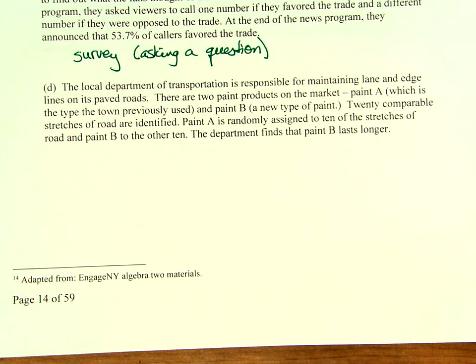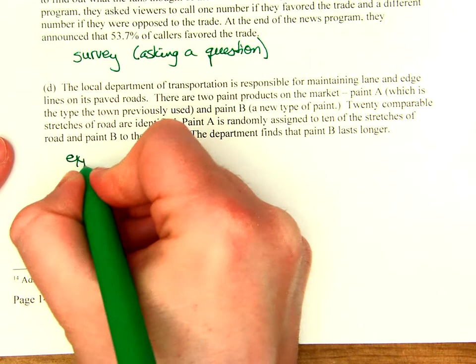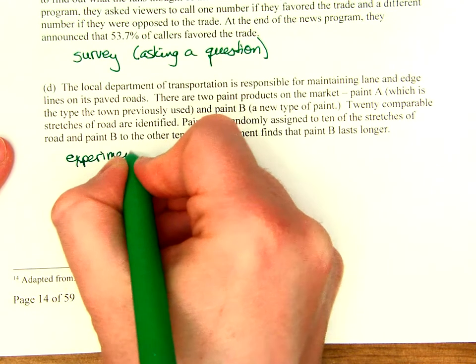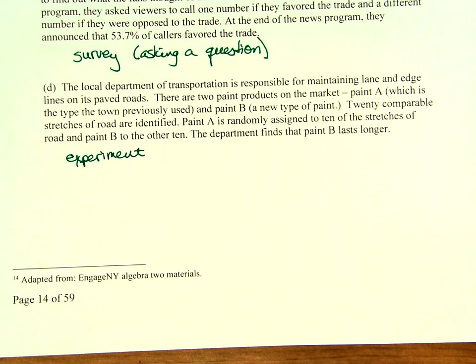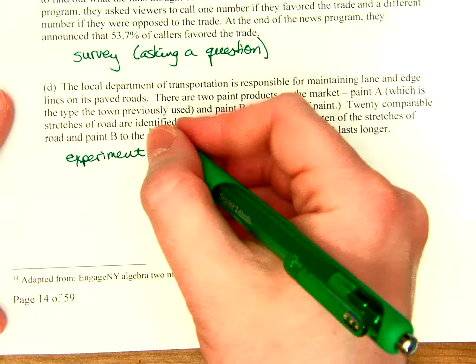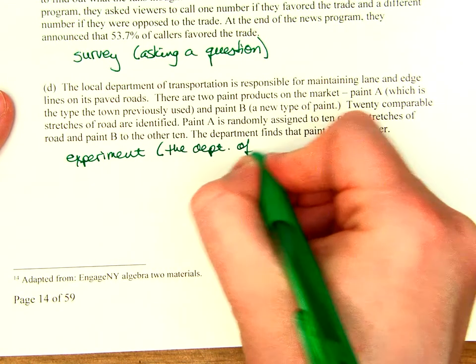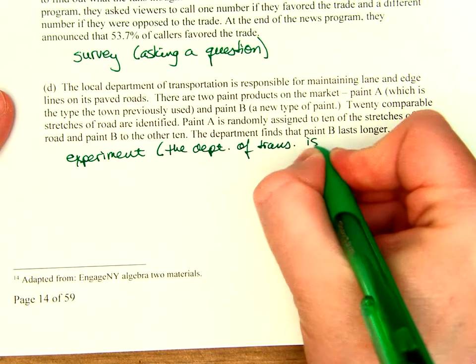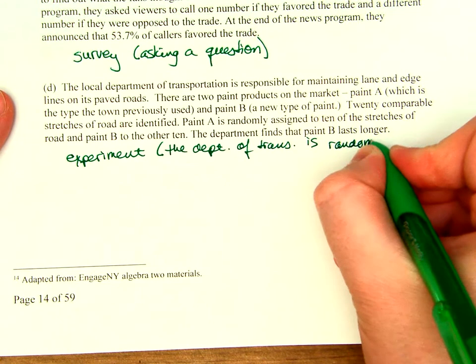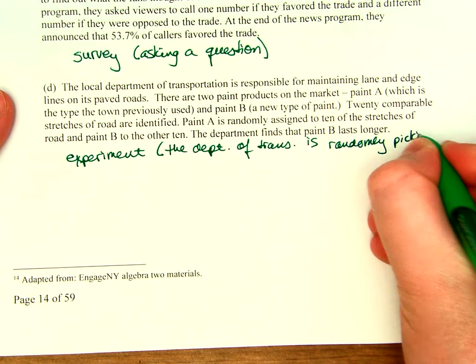The department finds that Paint B lasts longer. This is an example of an experiment, because the Department of Transportation is randomly selecting 10 roads to get the regular paint and 10 roads to get the new paint. That's the only difference between the two roads. They're not focusing on heavy roads versus lighter traveled roads or anything like that. And then they're comparing what happens. The Department of Transportation is randomly picking which road gets which paint.